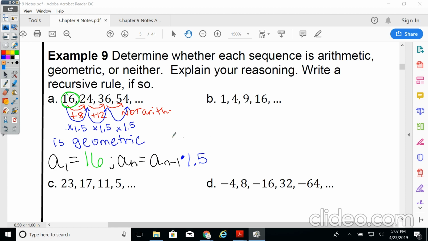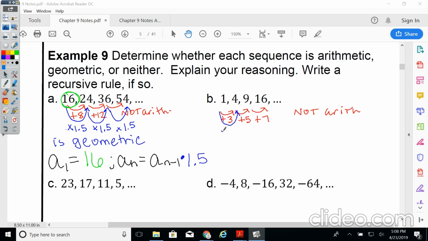All right, looking at B, if we look at the difference from one to the other, from 1 to 4, we would add 3. From 4 to 9, we would add 5. From 9 to 16, we would add 7. So right there, it's not the same. So again, I know it's not arithmetic. But then I've got to check the product.